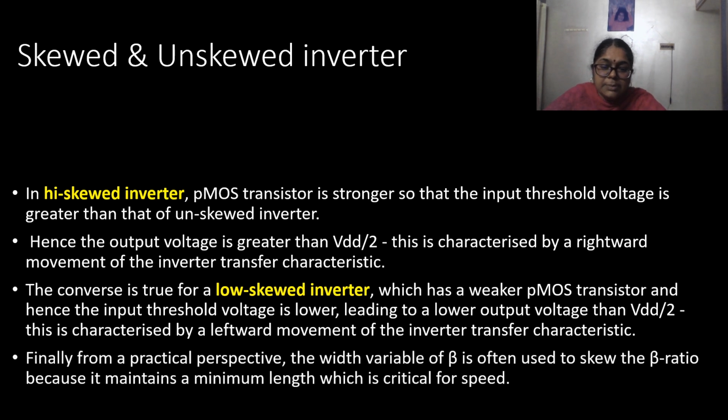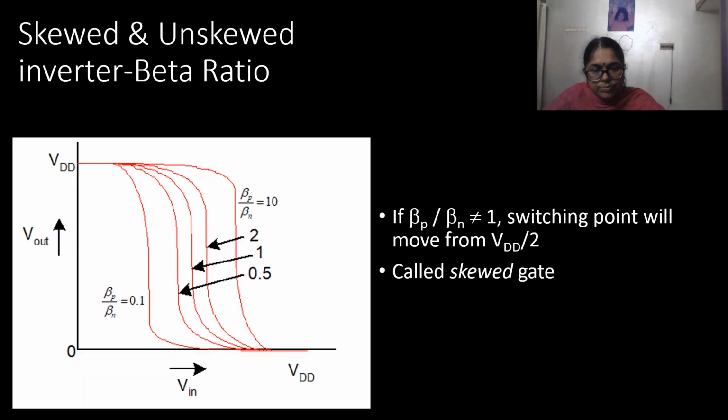And finally, from a practical perspective, the width variable of beta is often used to skew the beta ratio because it maintains minimum length, which is critical for speed. So you can see here that when beta P equals beta N, we have certain DC characteristics, but when beta P by beta N becomes greater than 1, you can see the characteristics move towards the right. Beta P by beta N less than 1, then the characteristics move towards the left. So when beta P is not equal to beta N, we call that a skewed gate or skewed inverter.